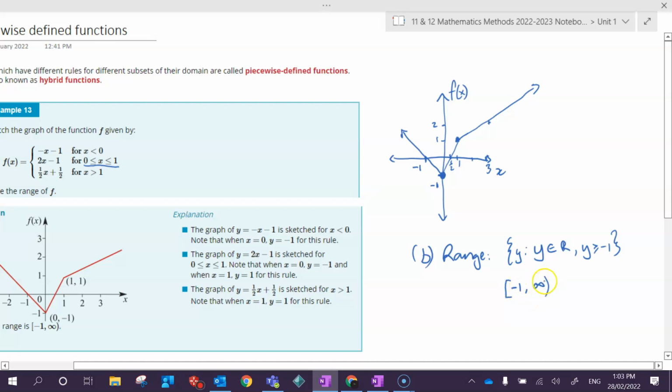It's allowed to equal negative 1 or be anything bigger than negative 1. You can see that's the way they wrote it in the book. Even just y greater than or equal to negative 1 would be acceptable in an exam though.